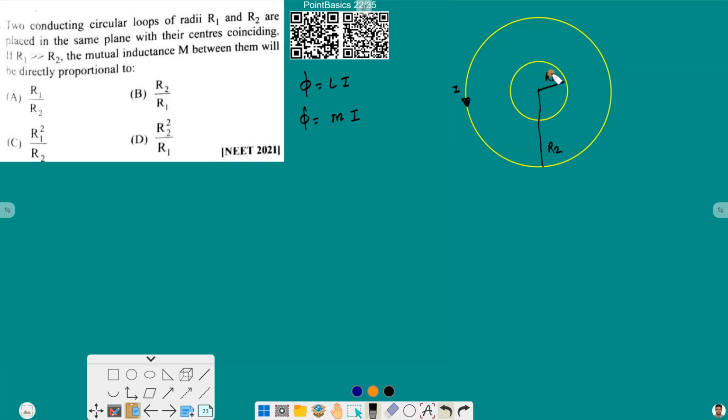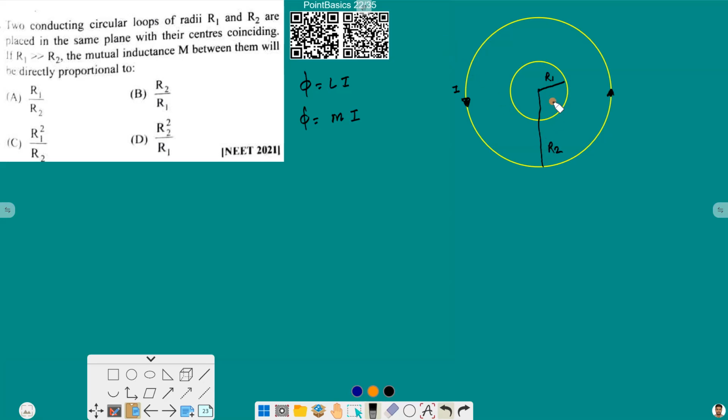But we cannot say this if we have a current in the smaller ring, because outside it the magnetic field will be variable, and the coefficient of mutual inductance is constant. So we can calculate it either by calculating flux with the bigger ring or with the smaller ring. In case of the smaller ring, the calculations become quite easy. So that's why we assume that current is in the outer ring.